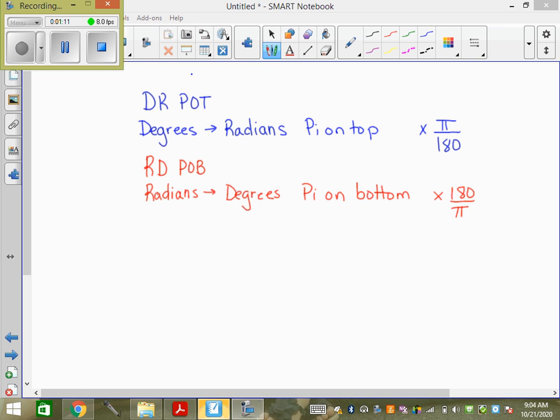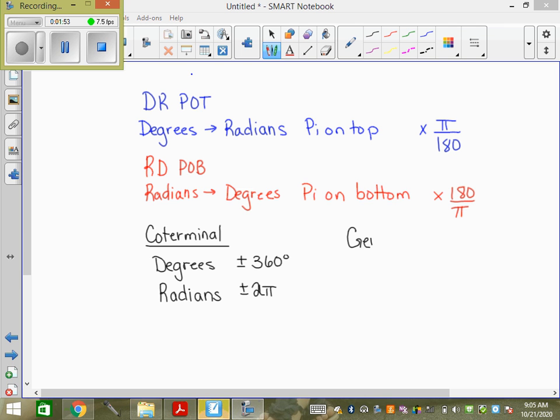Any other things you remember? Starts with a C, rhymes with coterminal. Oh, coterminal, yes, good job. So we learned about coterminal angles, where if it was in degrees, you add or subtract 360, and if it's in radians, you add or subtract 2 pi.